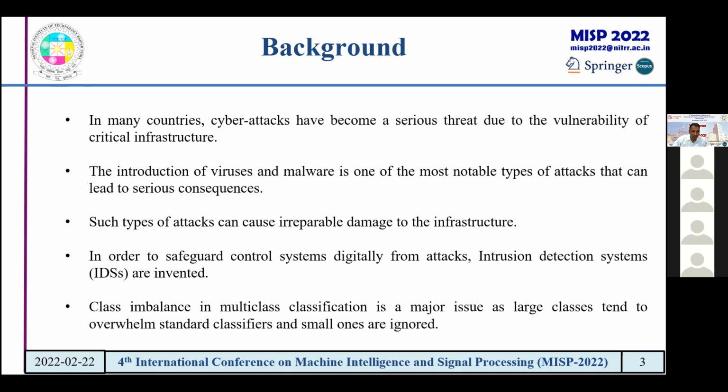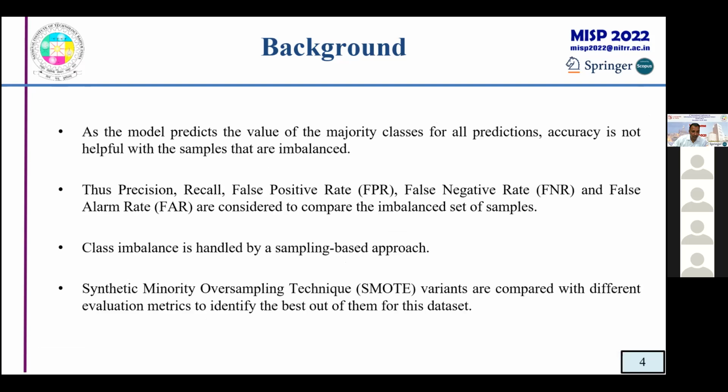Class imbalance in multi-class classification is a major issue, as large classes tend to overwhelm standard classifiers and small ones are ignored. So this class imbalance is handled by a sampling-based approach. Here, we are comparing the SMOTE variants to find the best out of them. In this paper, accuracy is not helpful as the model predicts the majority class for all predictions. So different evaluation metrics are used to identify which resampling method gives better performance.